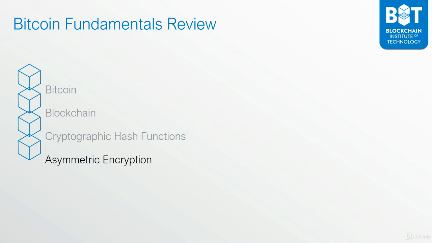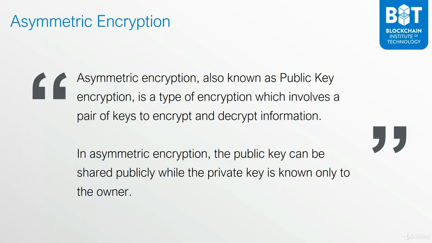Finally, we will talk about asymmetric encryption because it is essential in how Bitcoin transactions take place. Let's begin with a definition of asymmetric encryption. Asymmetric encryption, also known as public key encryption, is a type of encryption which involves a pair of keys to encrypt and decrypt information. In asymmetric encryption, the public key can be shared publicly, while the private key is known only to the owner.